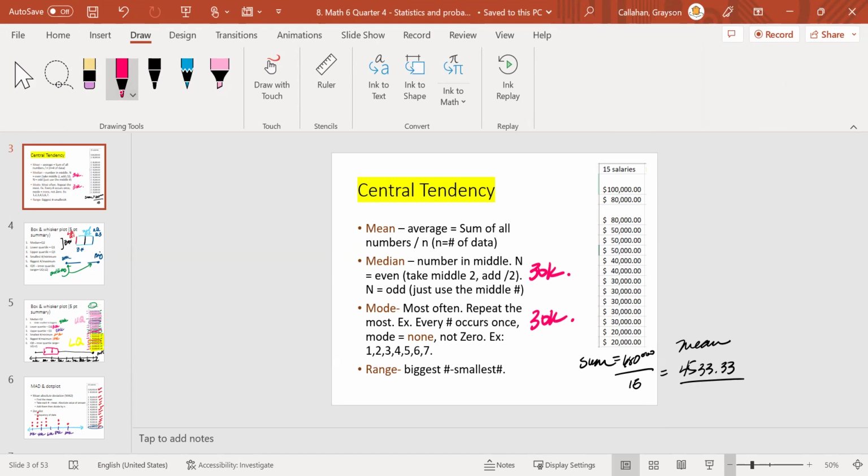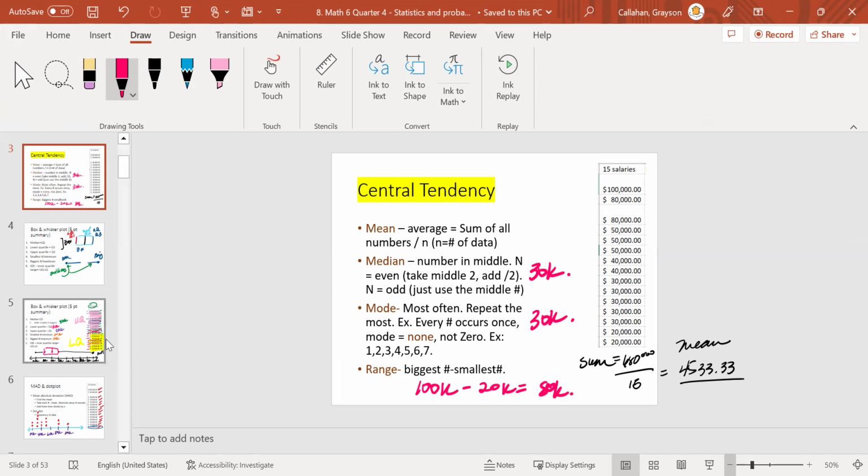My range is 70,000. How do you get 70,000? It's because I subtracted the largest value, 100,000, by the smallest value, 20,000, which gives me 70,000. 100 minus 20 is 70. Yeah, try again. 80.